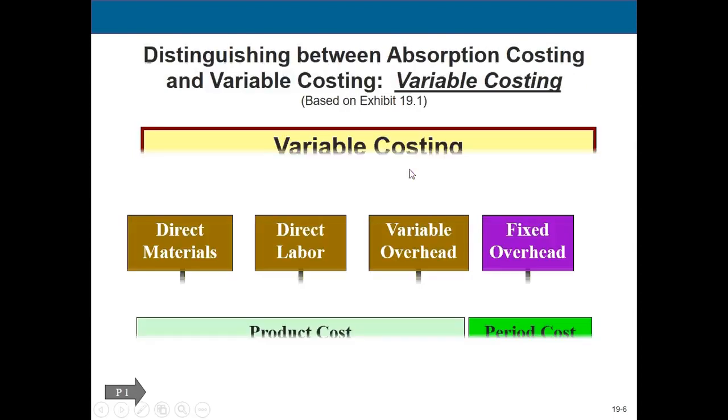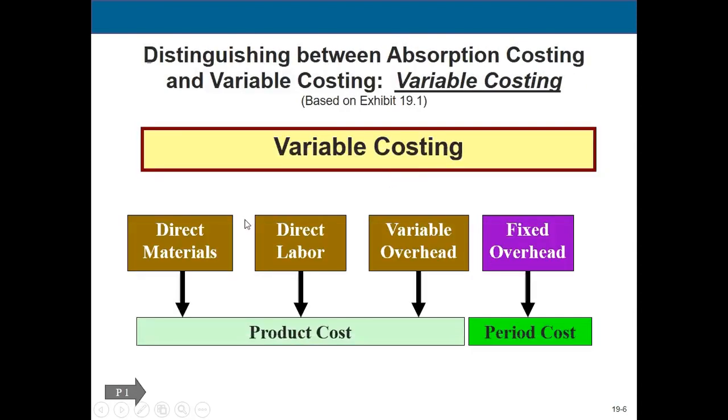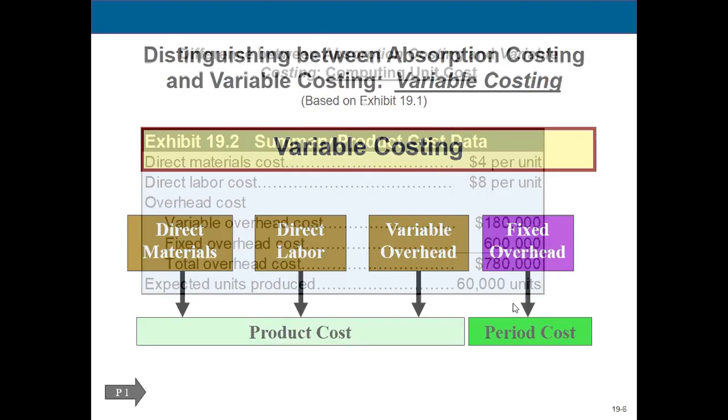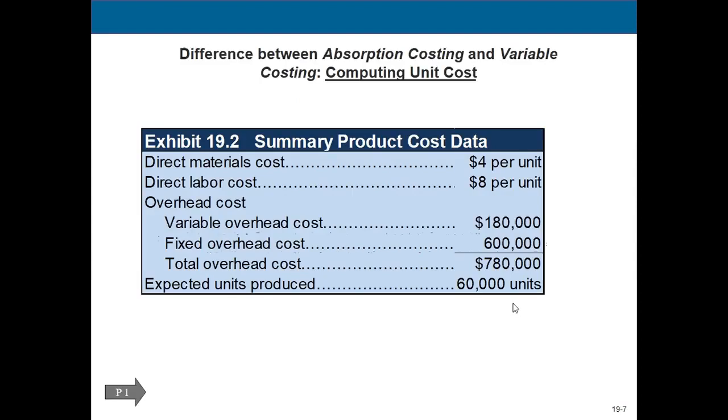Let's look at variable costing. In variable costing, only direct material, direct labor, and the variable overhead piece are going to be a part of product cost. The fixed overhead piece is now going to be considered a period cost. We are not going to apply the fixed overhead piece into the cost of our product. All right, so here's again the difference between the two here. The summary of cost product data, we're going to use this throughout.